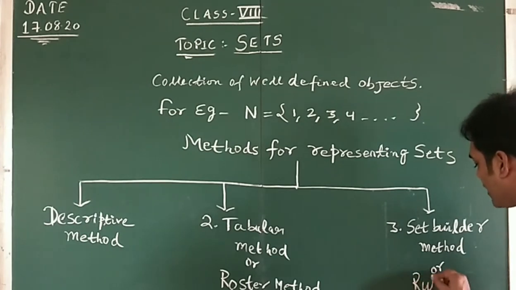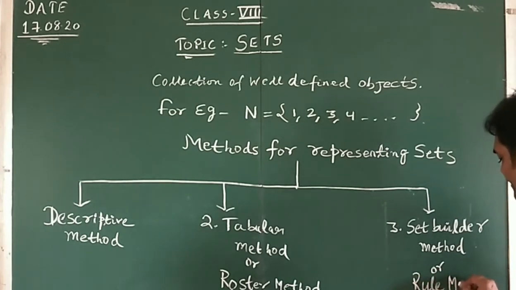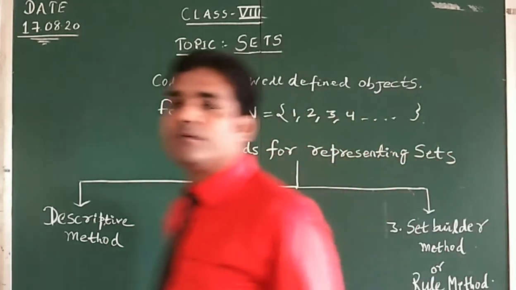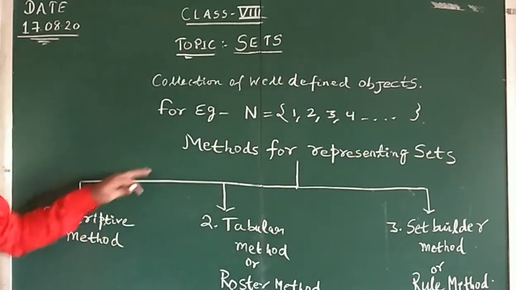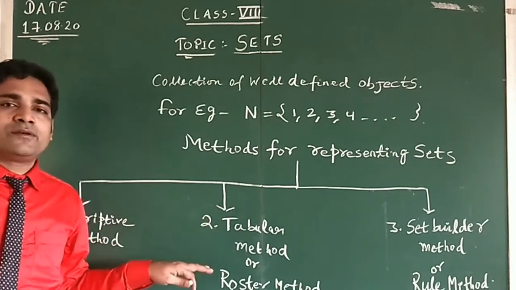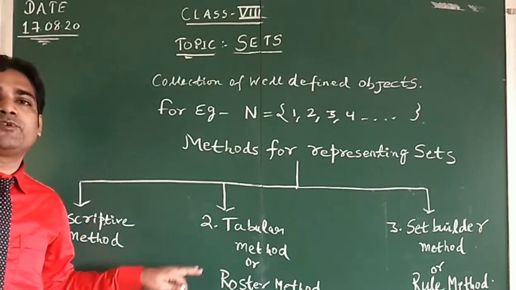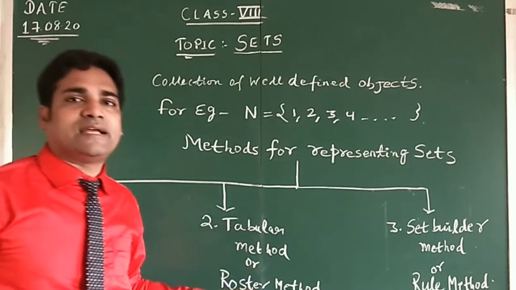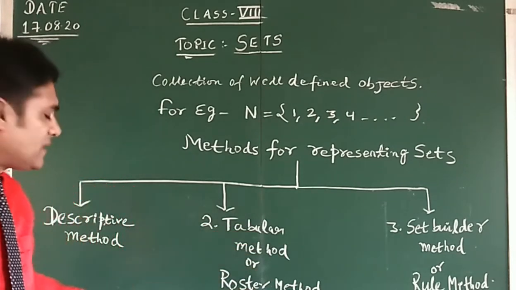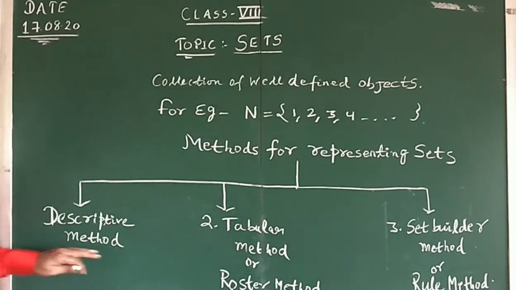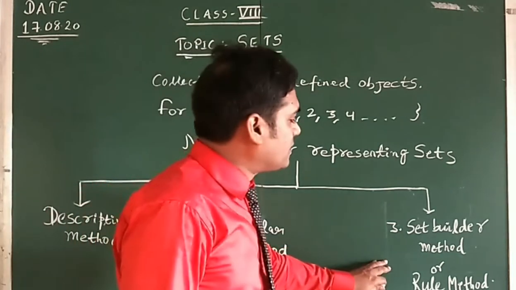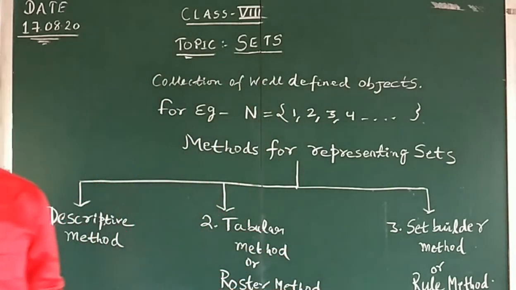We have to form a rule in this particular method. So these are the three methods. With the help of these methods, you have to represent the set elements. Is it clear? The descriptive method, tabular method, and set builder method are the three methods.